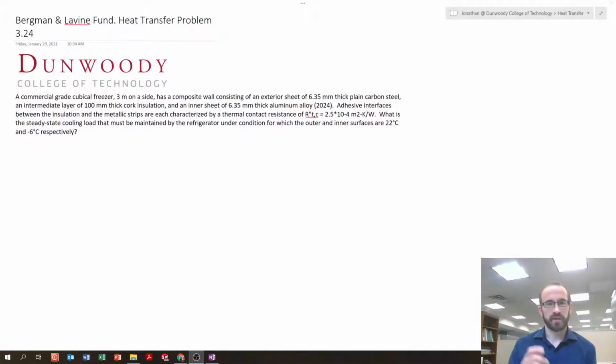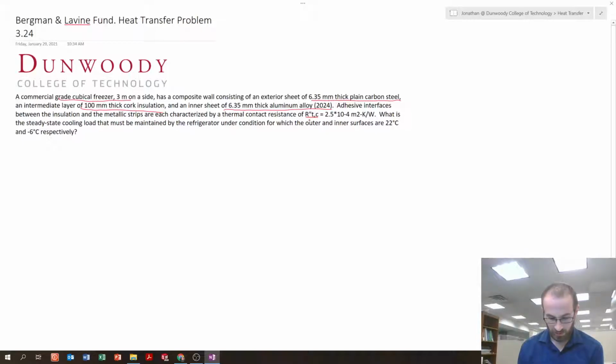So let's take a look at what we've got going on here. So here's our problem. We're told we have a commercial grade freezer, so we have some information about that. We're going to look at what this wall looks like. We have an exterior sheet of carbon steel on the outside. On the inside, we have a same thickness aluminum alloy, and sandwiched between them we have a layer of cork insulation. We also have some adhesive that's holding this whole sandwich together, and we know something about the contact resistance.